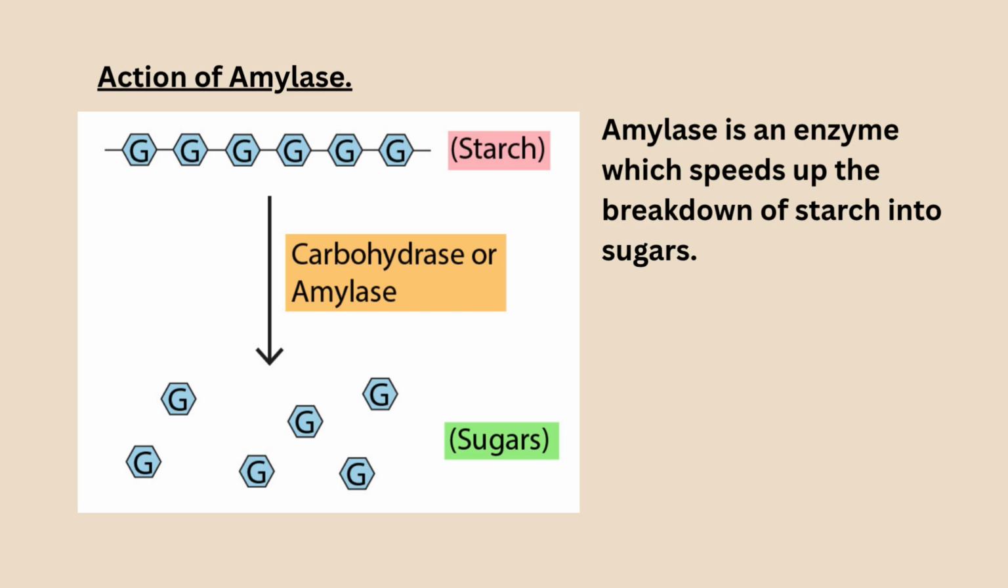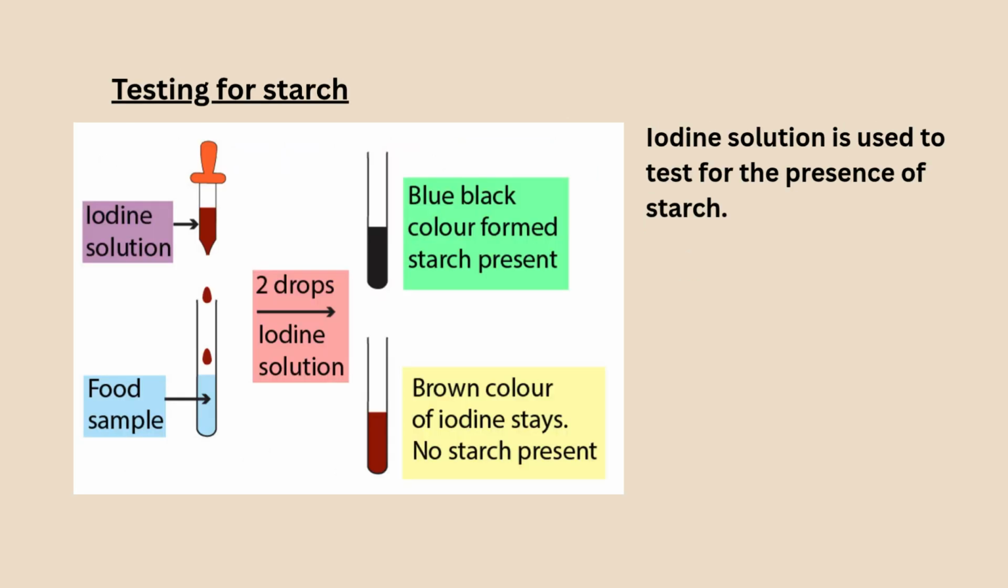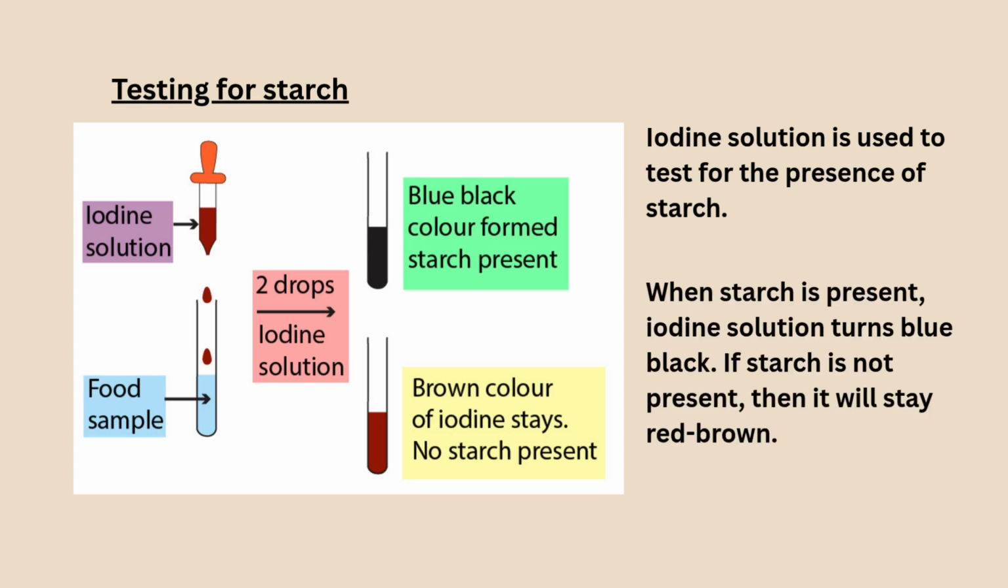Amylase is an enzyme which speeds up the breakdown of starch into sugars. Iodine solution can be used to test for the presence of starch. So when starch is present, the iodine solution turns blue-black. If starch is not present, then the iodine solution will stay red-brown.